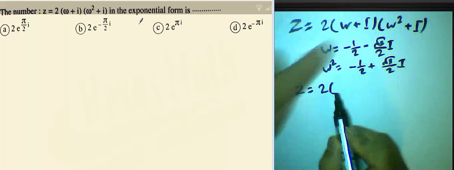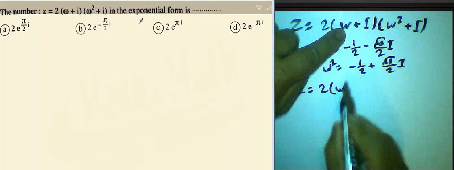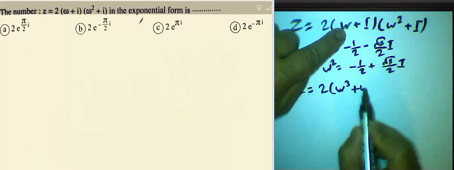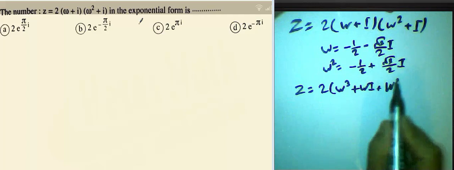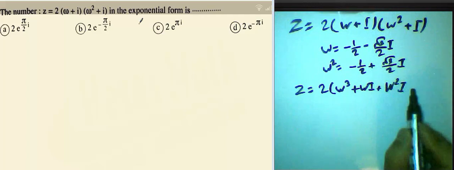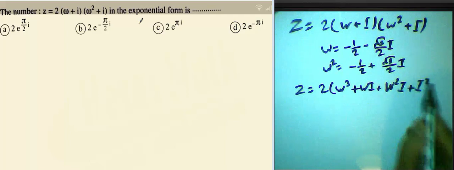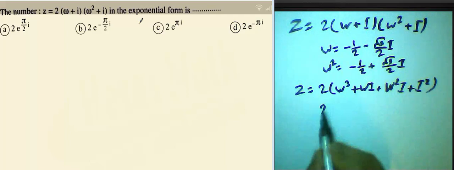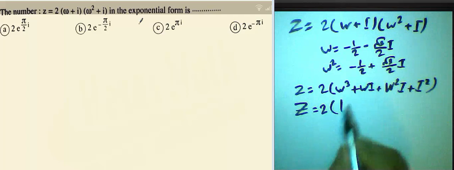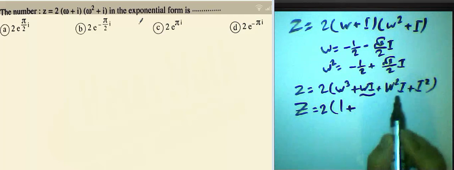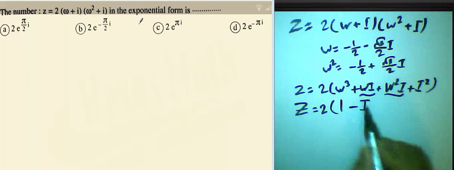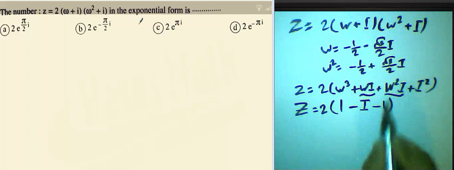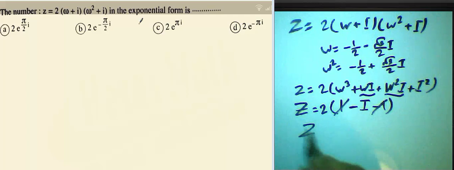I can write here 2 omega times omega power 2, which will be omega power 3. Omega times i, and i times omega power 2, which is omega power 2 times i. We can write 2 outside. Omega power 3 is 1, omega i plus omega power 2 i equals negative i, and omega power 2 equals negative 1. Negative 1 cancels with 1, so the result is z equals negative 2i.